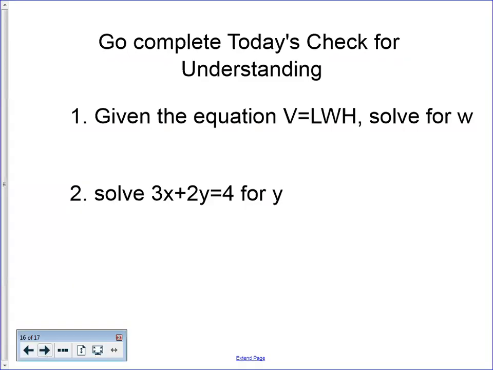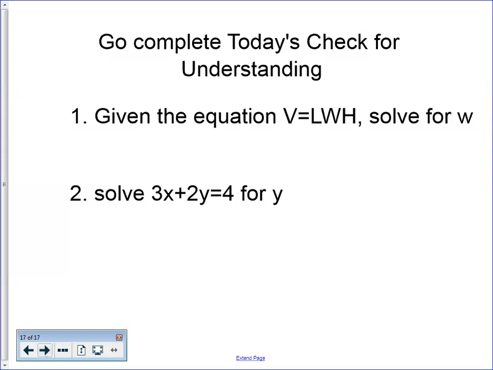All right, so go ahead, go complete today's check for understanding. You have 2 questions today. Number 1 is given the equation B equals length times width times height, solve for W. So that's an all letters equation. You need to solve for that. And then number 2 is solve 3x plus 2y equals 4 for y. So we got some numbers and letters in there, and we're solving for y.